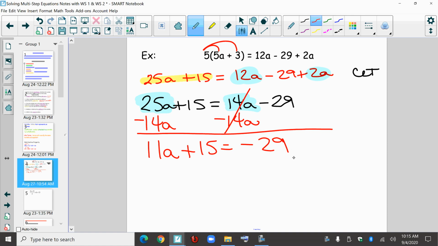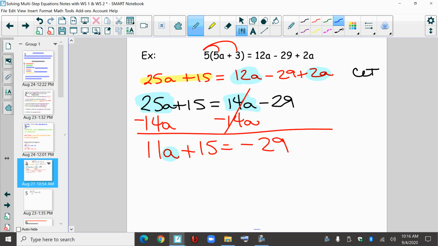So now this is just like what we did yesterday. So since this is just like what we did yesterday, I'm solving for A. So I have the 11 and the 15 attached to it. 11 is attached by multiplication. 15 is attached by addition. So I'm going to go ahead and eliminate the 15.